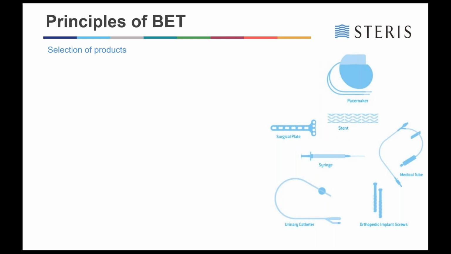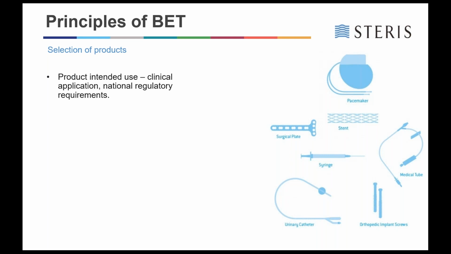Okay, thank you. We're going to take a look at the principles of BET, and it does start with the selection of products. We have a little illustration over there of some products that would be relevant, and we'll also go through the definitions that we have here. So one is the product's intended use, and this is the clinical application. We can also refer to any national regulatory requirements that are set forth through your regulators.